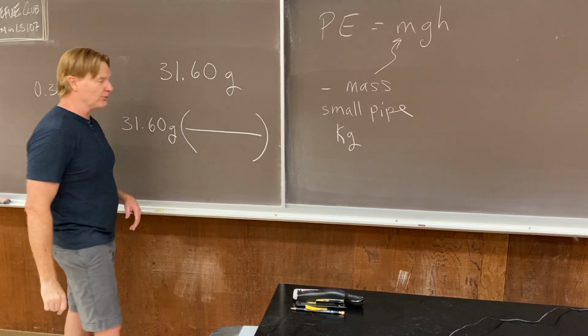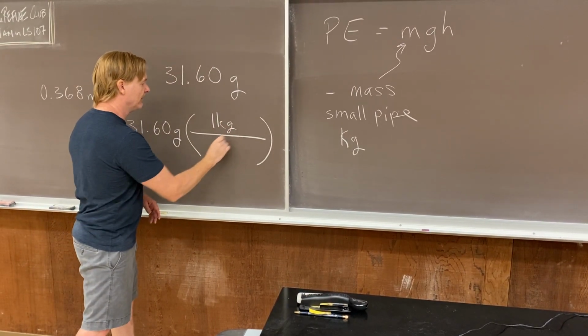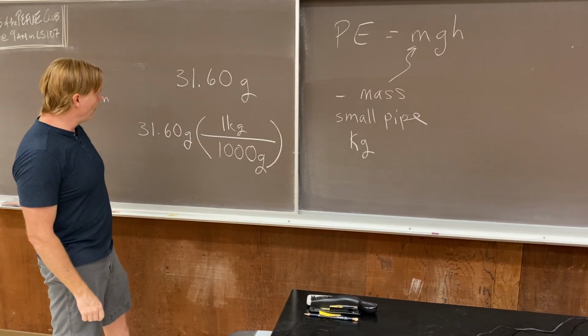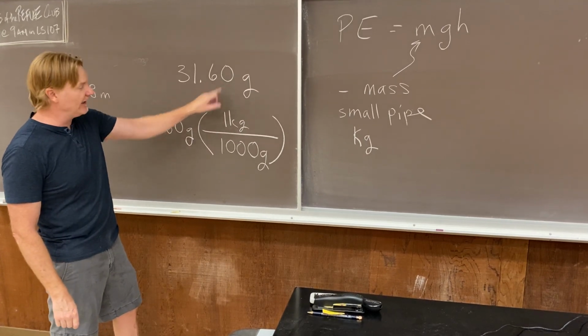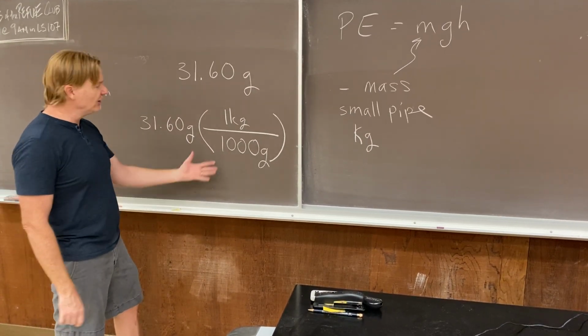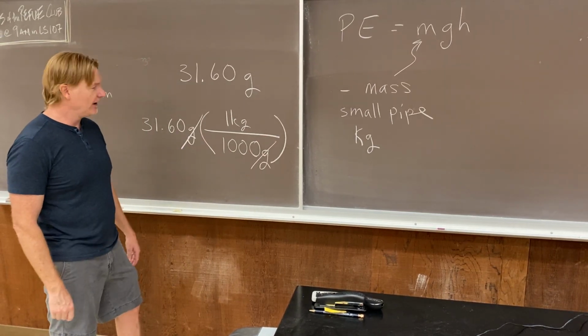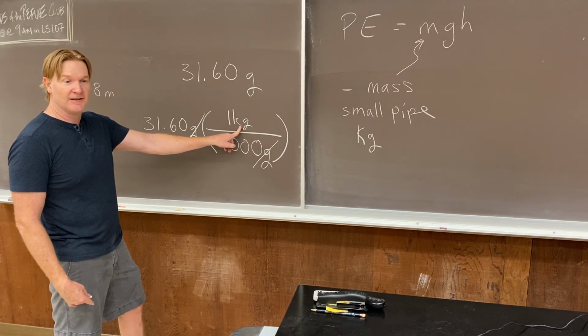We're going to set up a little ratio here. We know that for every 1 kilogram, there are 1,000 grams. So what I'm doing is essentially taking 31.60 and dividing by 1,000. And look what happens to the units. Grams are going to cancel, and I'm going to be left with the units that I want, which are kilograms.